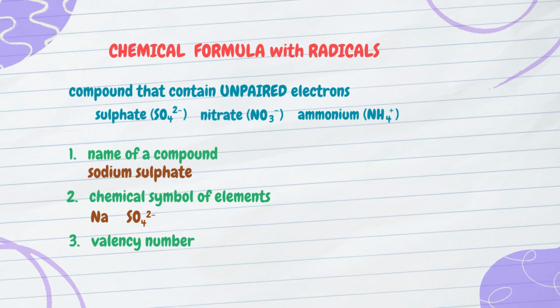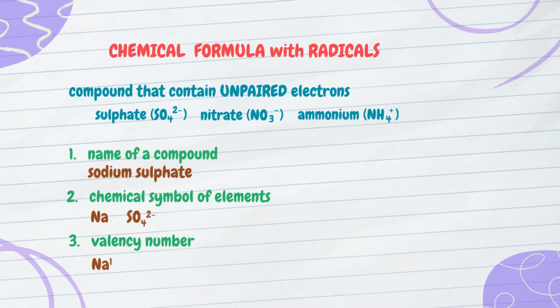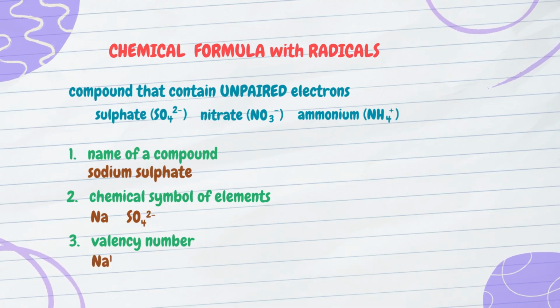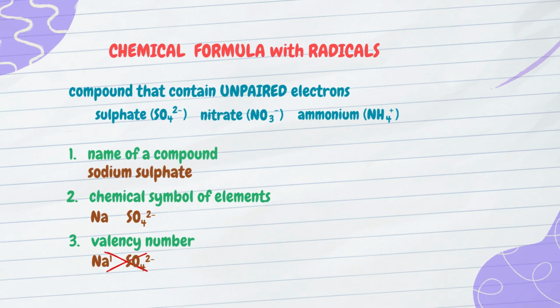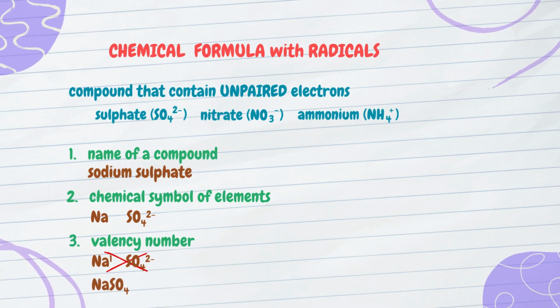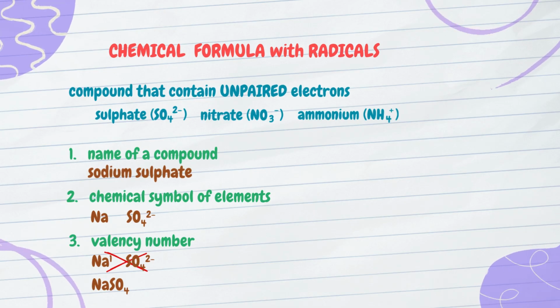Write down the valency number of the element and the radical. The valence number for sodium is 1. The valence number of sulfate is 2. Finally, cross over the valence number of the element and the radical on the top. This becomes Na2SO4. This is the chemical formula for sodium sulfate.